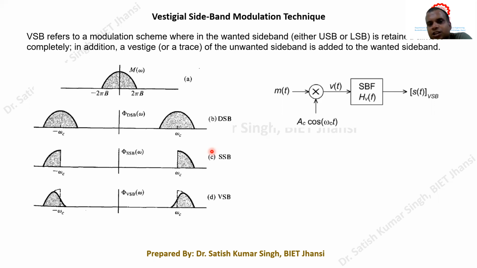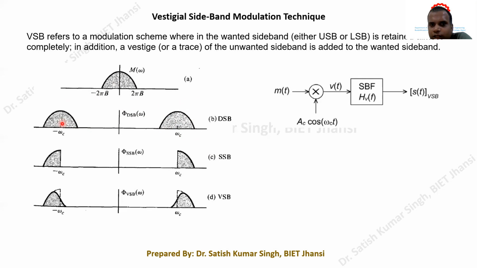We used conventional AM, but because of the wastage of power, we removed the carrier part. Then we talked about the DSBSC signal. In the DSBSC signal, we removed the carrier power, and therefore we were able to save the total transmitted power, and our modulation efficiency became 100%, because all the power resided in the sidebands only.